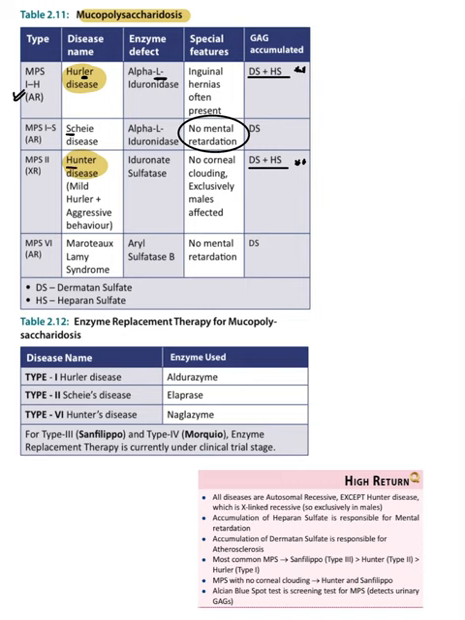Now think about Hunter, guys. Hunter hides somewhere, H-I-D-E, so Hunter will hide somewhere. No more confusion. Alpha-L-iduronidase, that is Hurler. And Hunter is iduronate sulfatase. Hunter hides. If a Hunter is hiding, he should have good eyesight, otherwise he won't be able to see. Hence there is no corneal clouding.